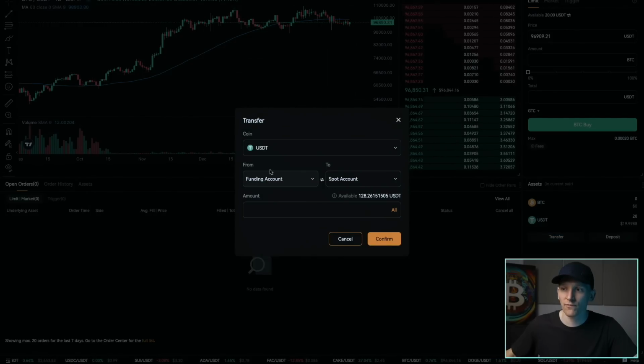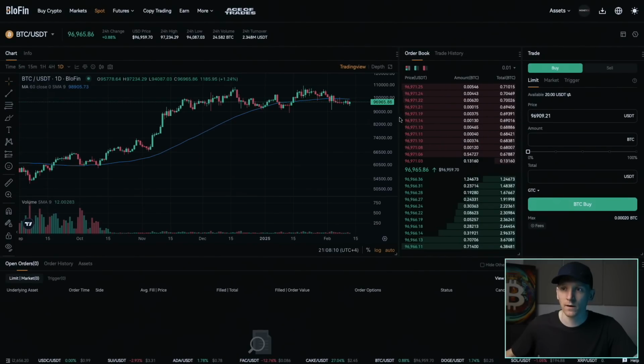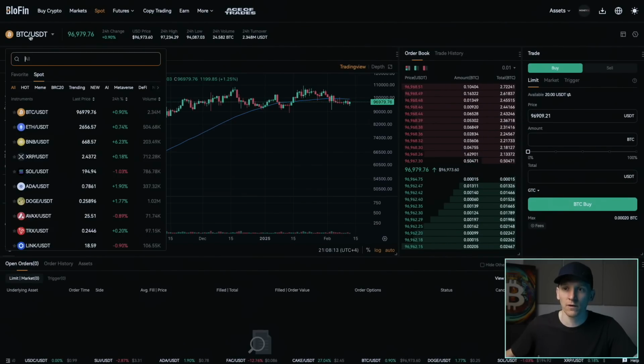You can transfer them from your funding into your spot account to go ahead and trade. And then you should have a balance here to go ahead and trade. So what we need to do is find the currency pair that we want to trade.